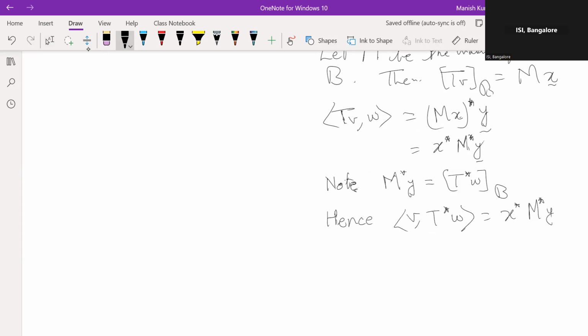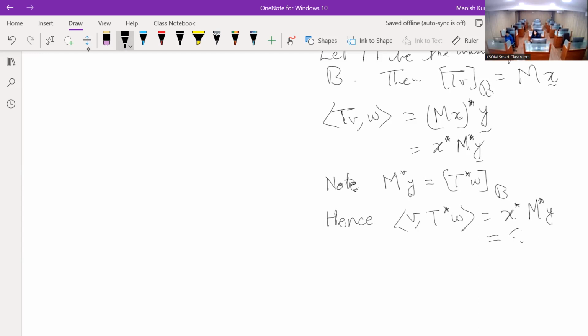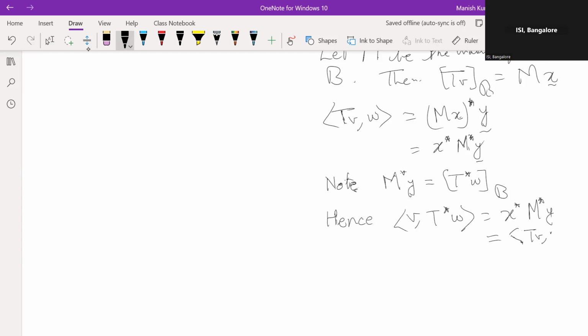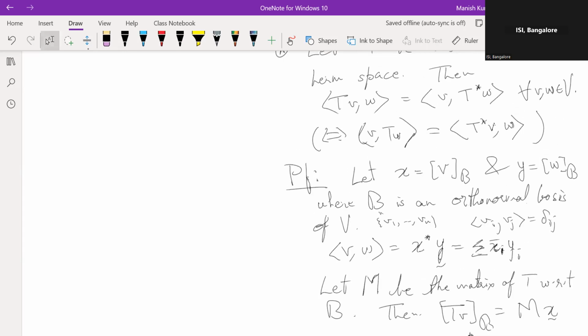So you'll have to look at the coordinates of V with respect to B, which is X. You do the star, and then the coordinate of this with respect to B, which is M star Y, and you just multiply these two. That is equal to TVW. Okay, so that completes the proof that TVW is the same as V T star W. Is that okay, everyone?